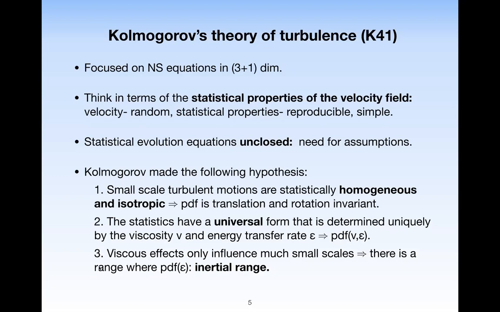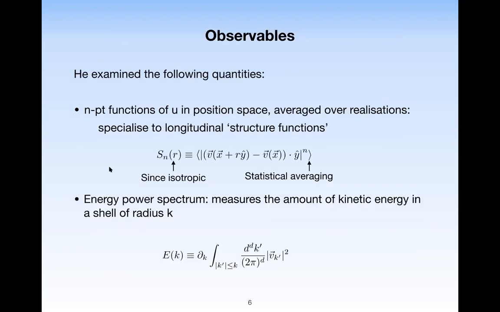And then the last of the hypotheses says that actually the effects of viscosity set in only at much smaller scales than what we were discussing earlier. And essentially what this means is that there is a range of scales where the PDF actually depends only on epsilon and not on the viscosity. Okay, so these are the 3 hypotheses that Kolmogorov made. And having this in mind, he went on to consider the following 2 observables.